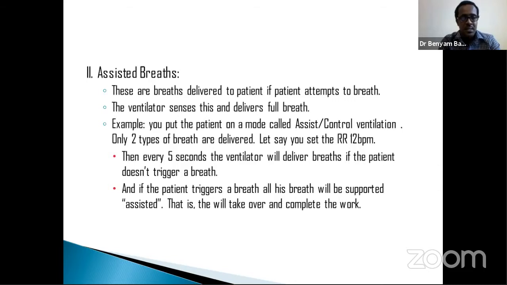An example of this is the mode you have probably heard of, assist control ventilation. Only two types of breaths are delivered. Let's say you set the respiratory rate at 12 breaths per minute, and then every 5 seconds, if the patient initiates a breath, he will be assisted. If the patient does not initiate a breath within 5 seconds, the machine will control and the patient will get a breath. So that's what control is, and assist is when the patient triggers it and the machine assists the delivery of the full breath.